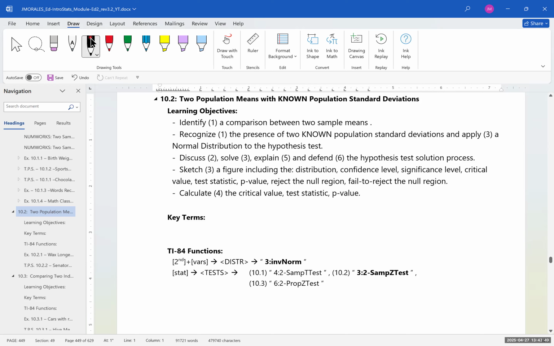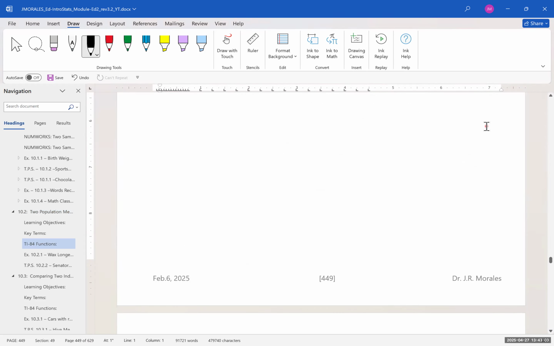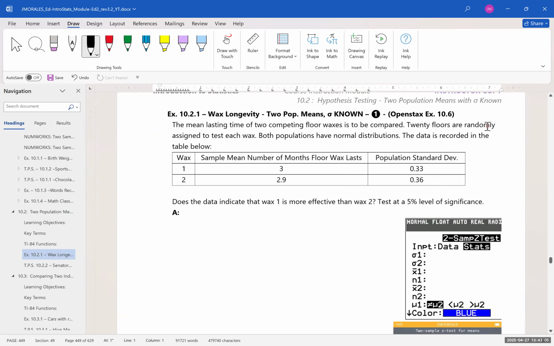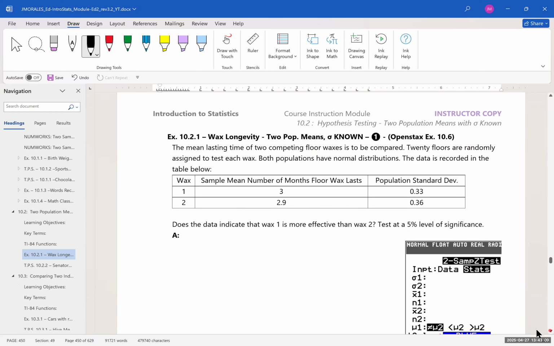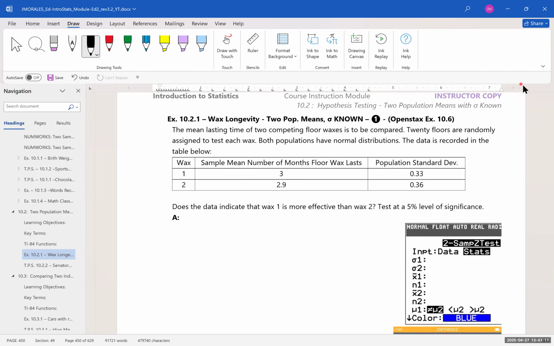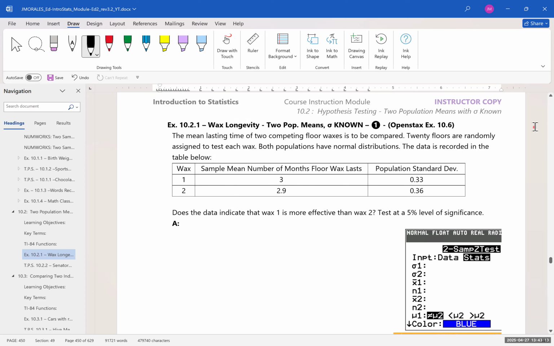All right. Section 10.2, I think, is the simpler section. This is dealing with two population means with known population standard deviations. So again, we're just doing a hypothesis test. So all the hypothesis test steps are going to be the same. And the whole concept and idea is going to be the same.